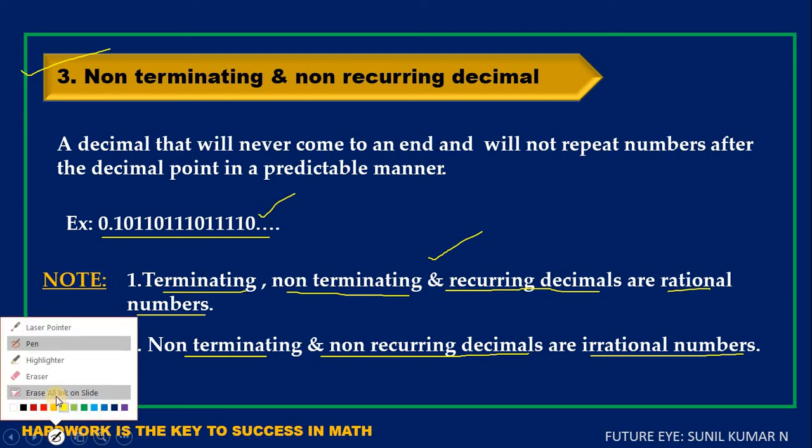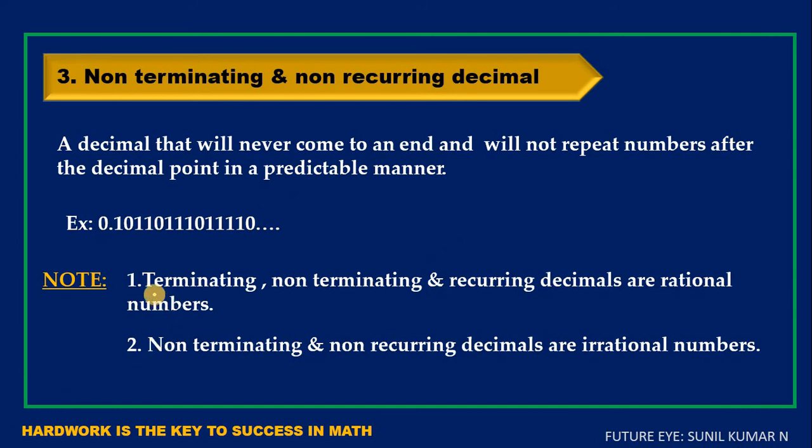Children, it is very important. Let me remind you again. The first type, I mean terminating. Second type, non-terminating and recurring decimals, we can call rational numbers because those we can express in the form of p by q. But this third type, I mean non-terminating and non-recurring decimal, cannot be expressed in the form of p by q. Hence it is an example for irrational numbers.